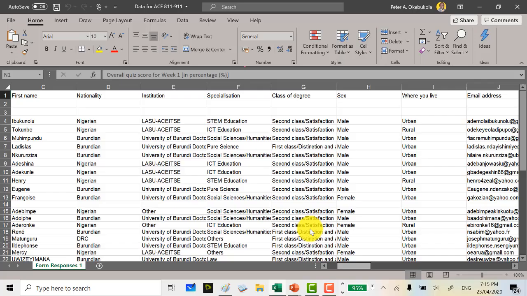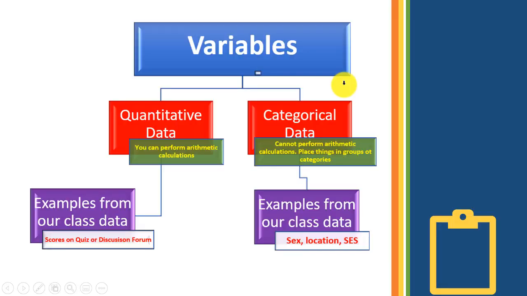Let's get back to our data again. As you can see, institution is categorical, because it is either LASU, ACTC, University of Burundi, or other. So you cannot multiply or divide this. The specialization is also categorical. We cannot multiply, divide, add, or subtract any of this. Class of degree is also categorical. What about sex? Can I hear somebody in class tell me? Yes, you got it. Sex is also categorical. So these are examples of categorical variables.